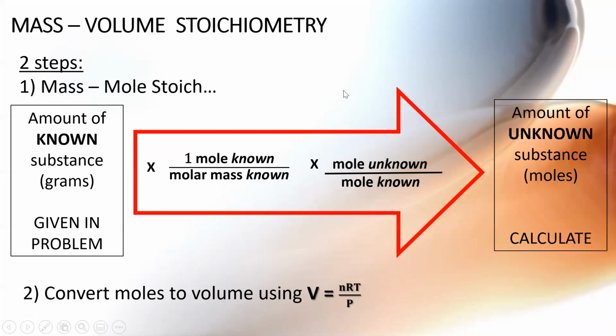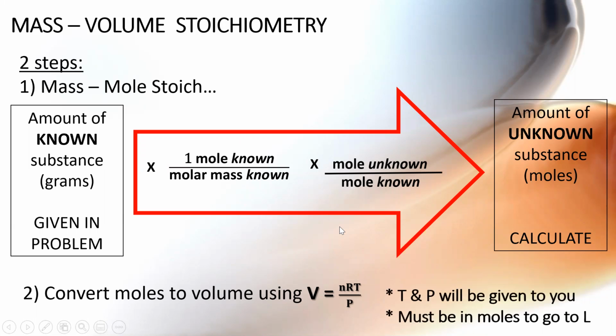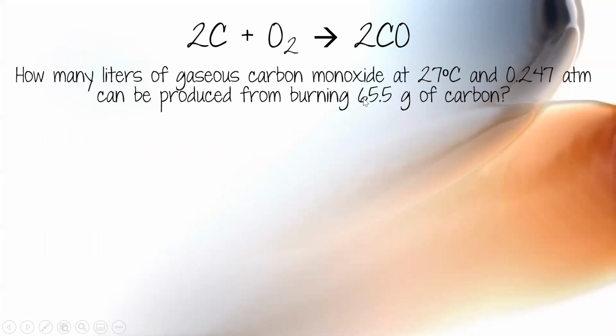And then you're going to use n, which you just solved for, in this calculation using the ideal gas law. nRT divided by P will give you volume in liters. Okay? And you have to be in moles to do step 2. So that's why you have to do step 1. All right, let's try a couple problems, and I think you'll be good to go. If not, you can always come to office hours.